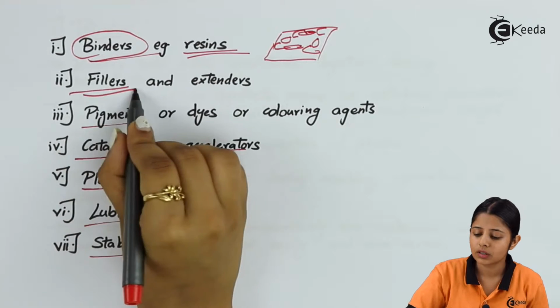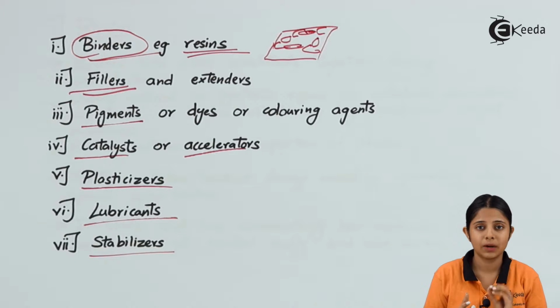The next are fillers. Now fillers are something which is added to the plastic or to the polymer to increase the productivity of the polymer.